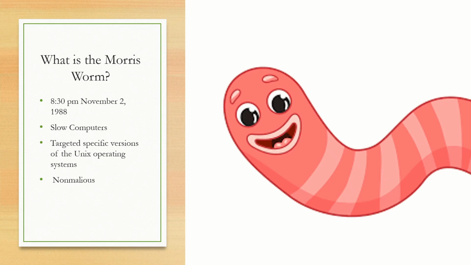So what is the Morris worm? Basically, the Morris worm was a targeted attempt on a certain type of computer, more so to test a security thing and show, hey, this is a weakness in here. So it was non-malicious, as you can see at the bottom, but it started on November 2nd, 1988 at around 8:30 p.m. Basically, what it did is it slowed down computers to the point where they wouldn't really function as well.